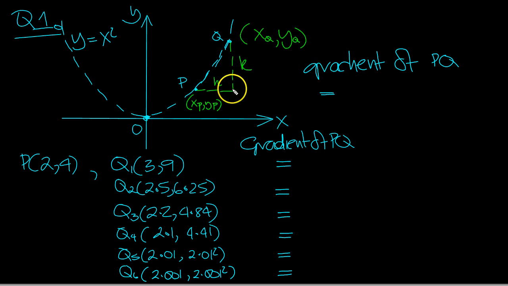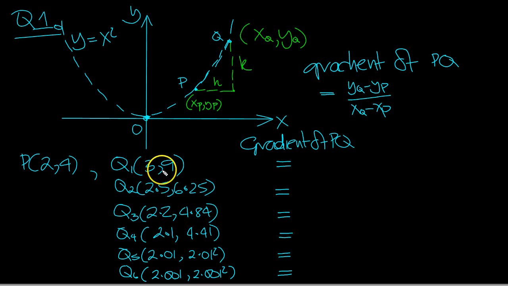First of all, the gradient of this triangle is the increase in y, which is the value k, over the increase in x. So the value of k is the difference between the y's, divided by the increase in the x's, so the difference between these two x's. So there's the formula for all these points.